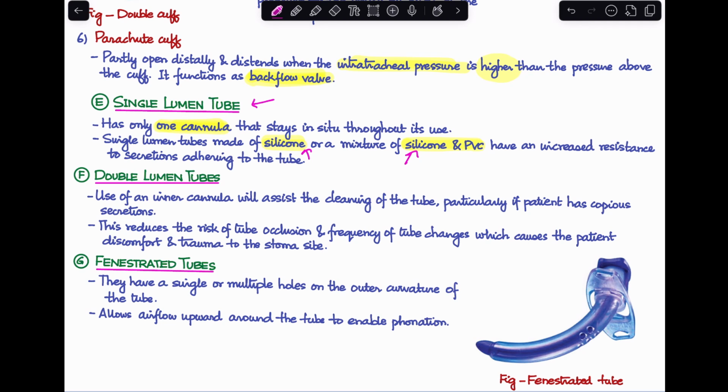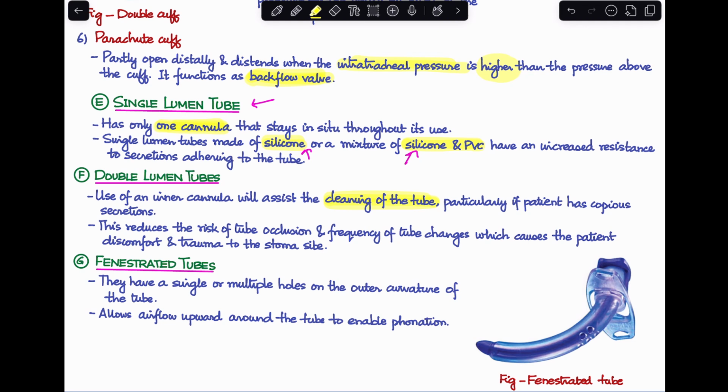Next is the double lumen tube. In a double lumen tube, we have two cannulas, the outer and inner cannula. The inner cannula's importance is that it helps us in cleaning the tube. If the patient is having a lot of secretions, the secretions collect inside the inner tube, and we can take out the inner tube from time to time, clean it, and put it back.